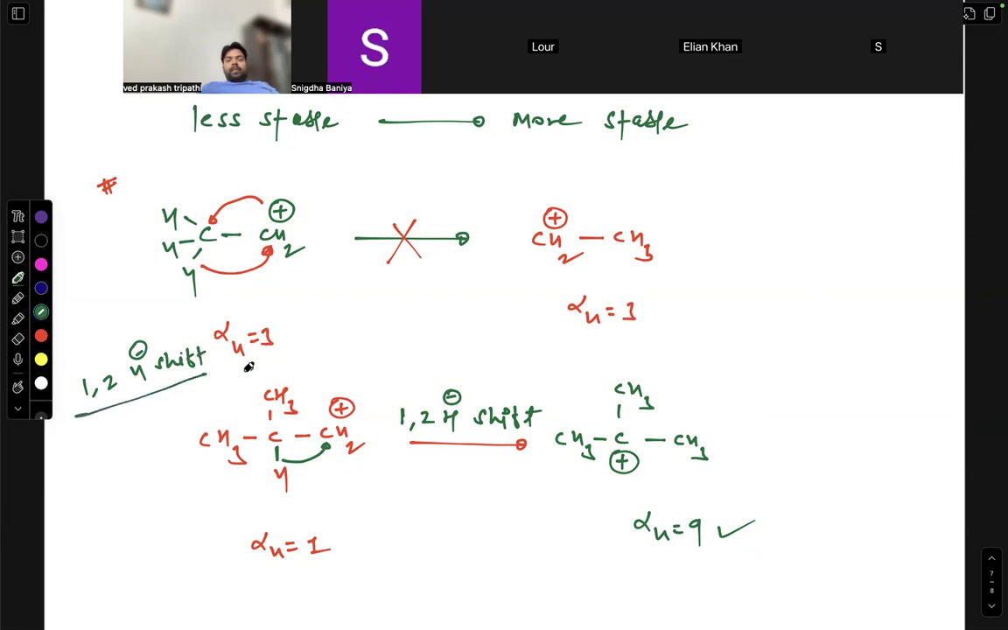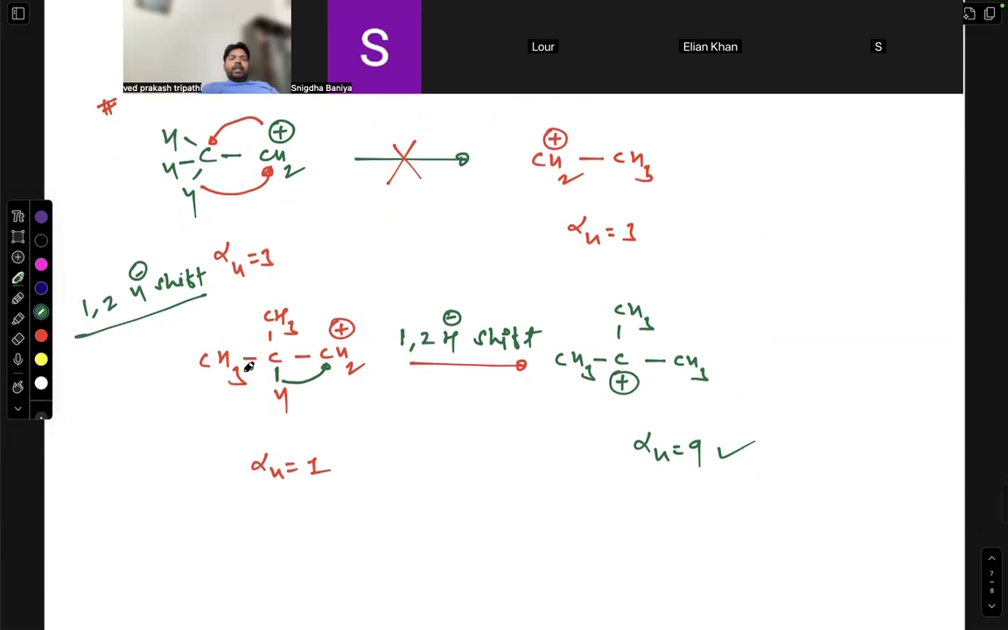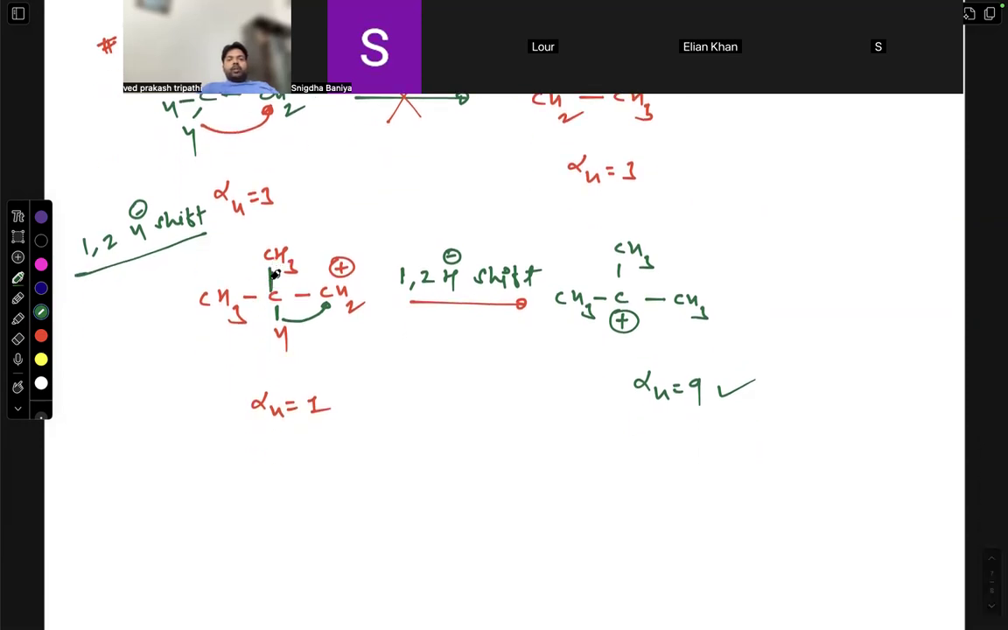Make sense? You can ask why the methyl is not going to shift here. Suppose we are going to shift the methyl.